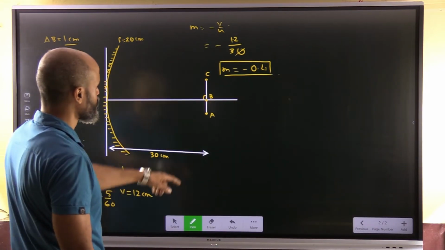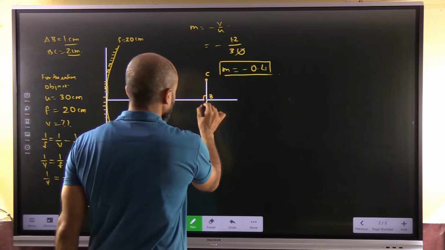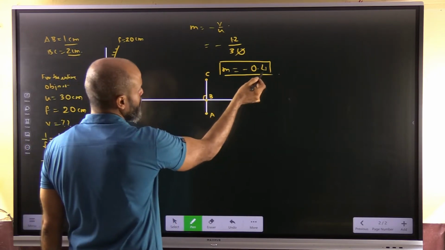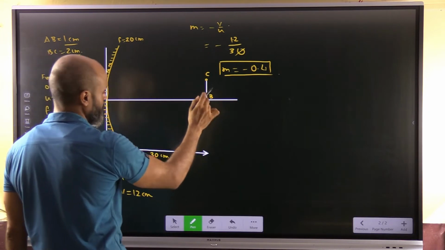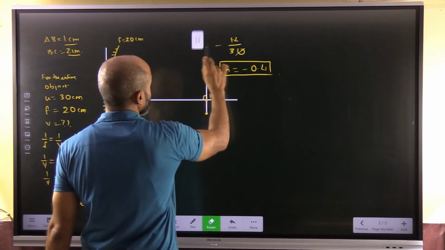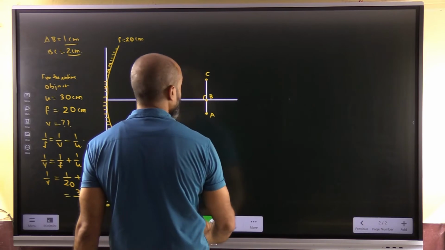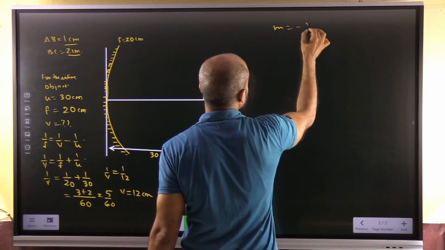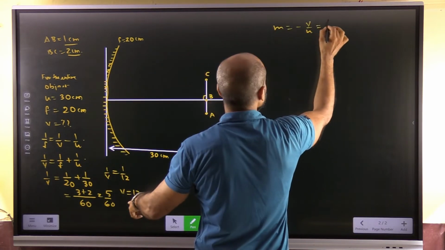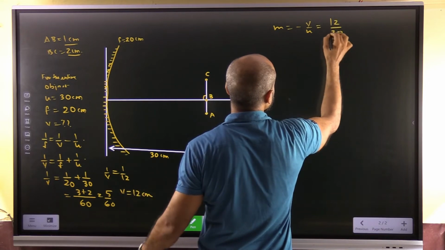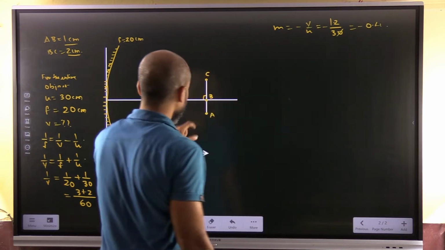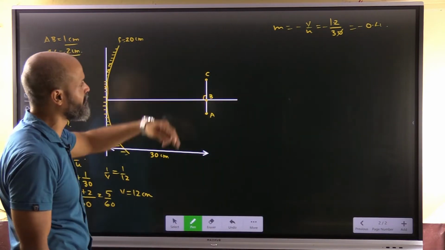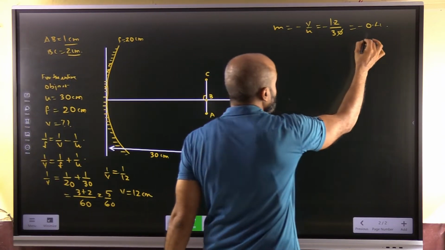So obviously, since this is minus, the image of AB will be formed on the upper side. Okay, let me rub this here. So we have here magnification is equal to minus v by u, that's going to be 12 upon 30. If I cut this, this will be minus 0.4. So the image of the part AB will be above the principal axis. Why? Because we have a negative here.